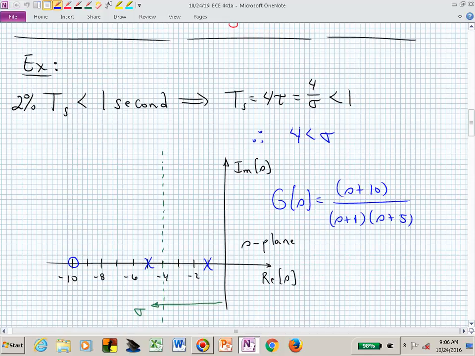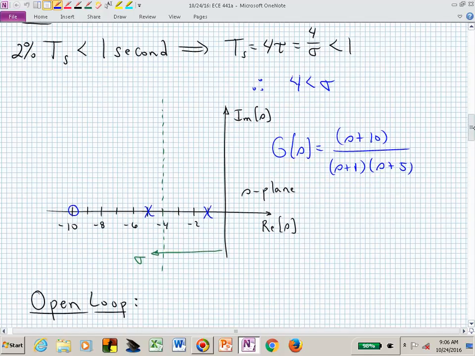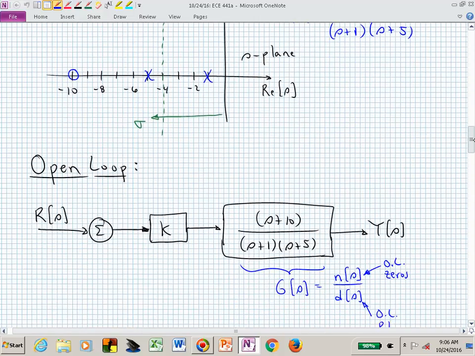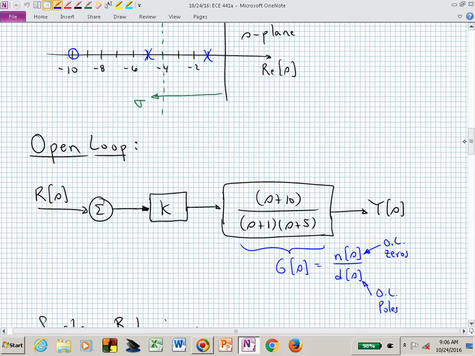If you look at the time constant for the pole at -1, that's 1, and the pole at -5 is 1/5 of that. But if we wanted to, we could say, well, let's look at the open loop behavior. Here's our plant, and again we have the numerator and denominator labeled as N and D, with the open loop zeros and the open loop poles.